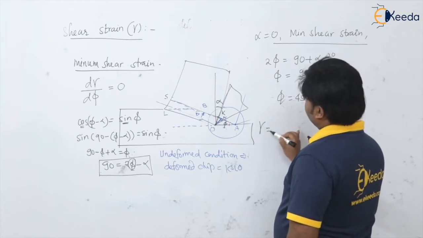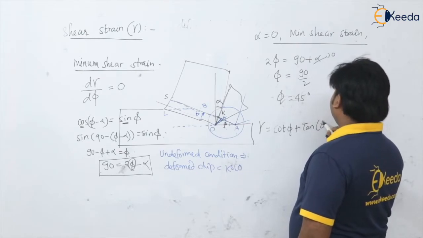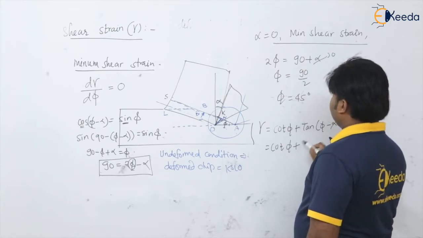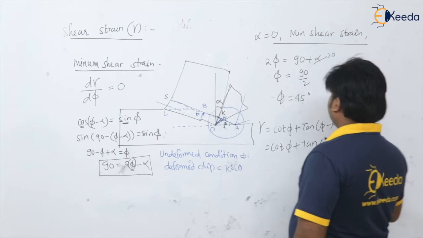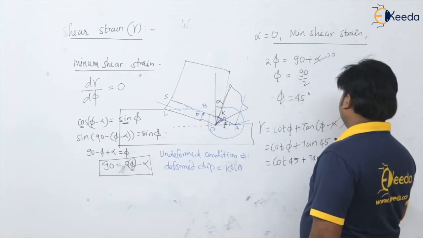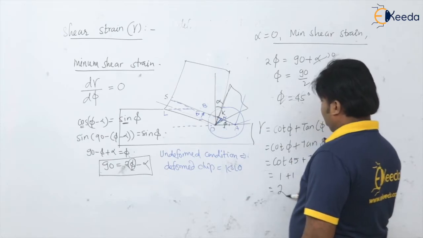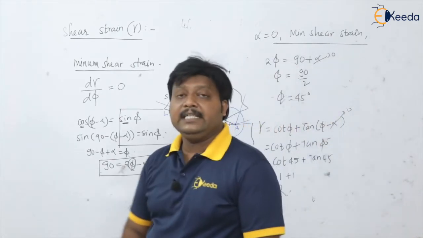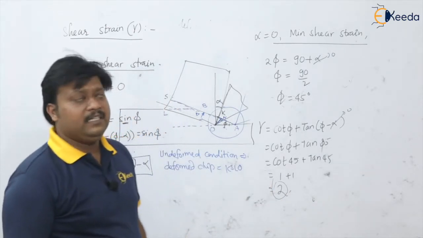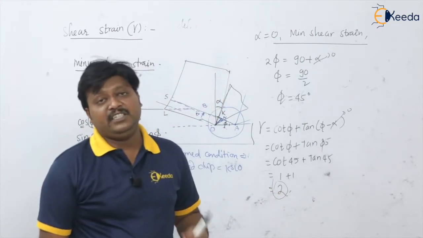Now what is the strain? Gamma is equal to cot of phi plus tan of phi minus alpha. So alpha is 0 here, so cot phi plus tan phi. So what is cot 45 plus tan of 45, isn't it? So that is 1 plus 1 is equal to 2. So the minimum shear strain we are getting is a value of 2. So like that we are able to solve the questions when they ask for the minimum shear strain.